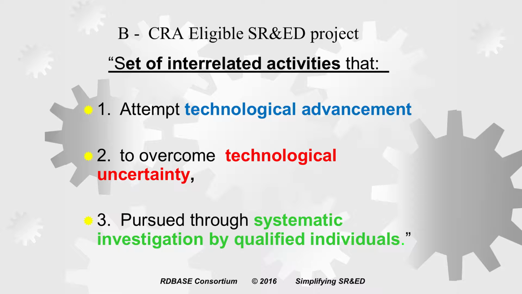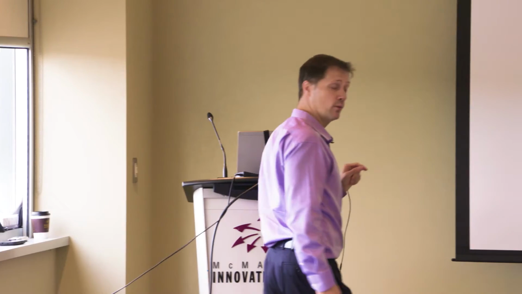They're saying that to achieve technological advancement, much like the IRS, this requires overcoming technological uncertainty and is pursued through systematic investigation by qualified individuals. Okay, so they've added the term, you've got to be qualified. Now, what does that mean?